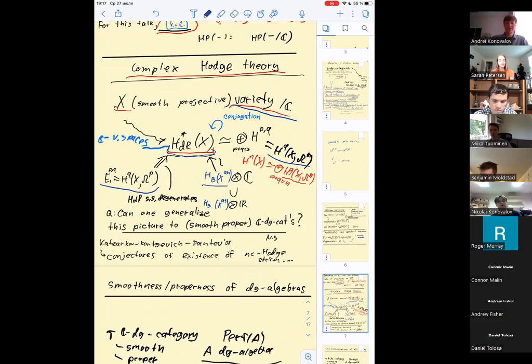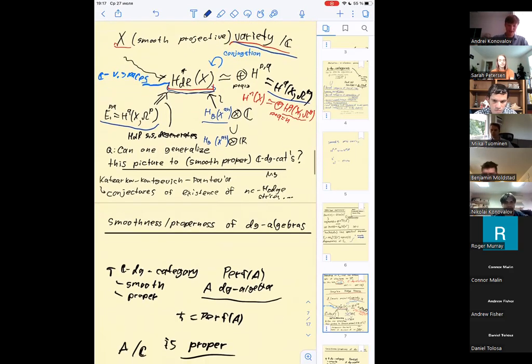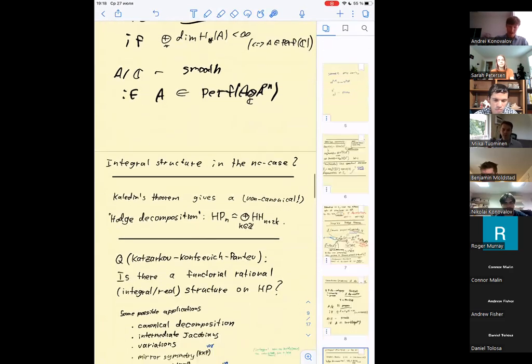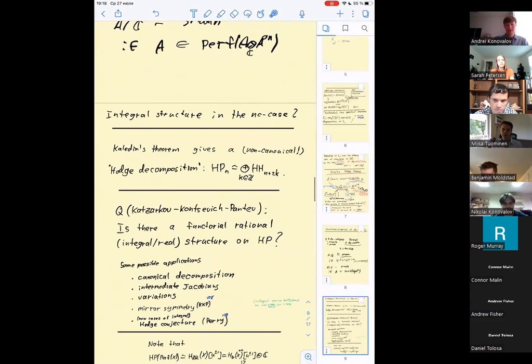But in fact, it turns out that one can define a lot of things for dg-categories. One can define what it means to be smooth or to be proper for every dg-category. One can define what differential forms are, in a sense, and what de Rham cohomology groups are, and so on. So if you ever heard about cyclic cohomology groups, then you probably already heard about this.